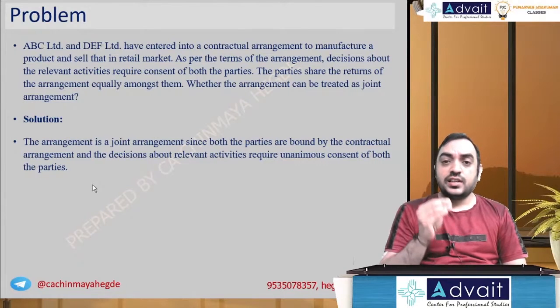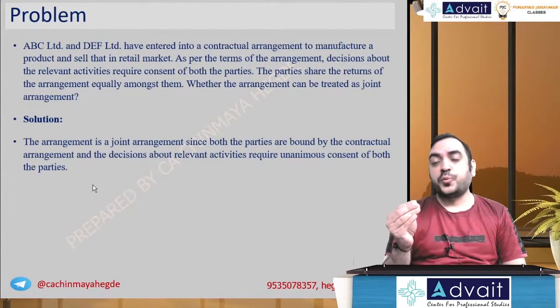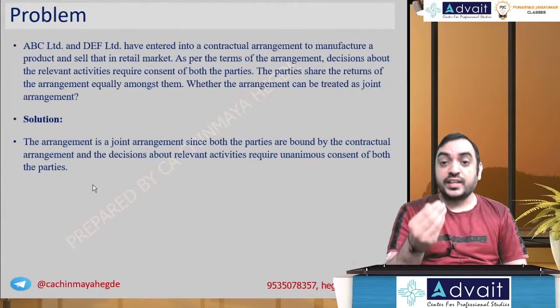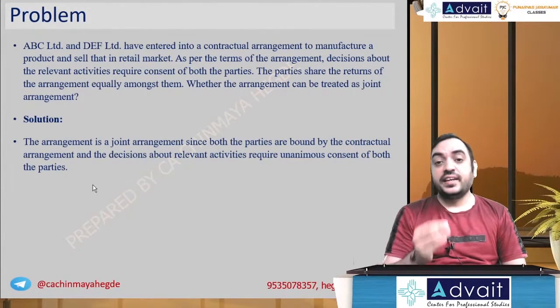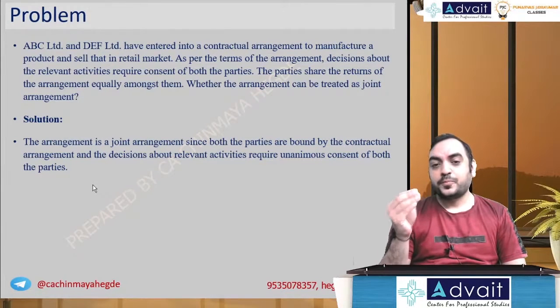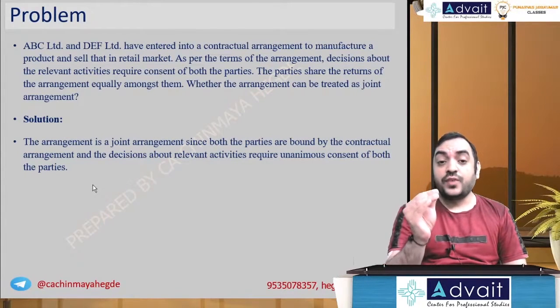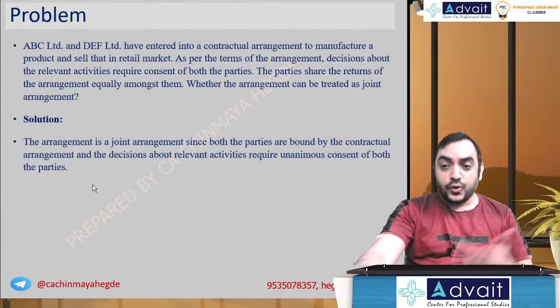So we have discussed problems on Ind AS 1, presentation of financial statements, Ind AS 34, interim financial reporting, Ind AS 7, cash flow statement. Then we moved on to Ind AS 27, that is consolidation and separate financial statements, Ind AS 110, and now we are going to do Ind AS 111. I hope the material is already available with you before starting the sessions. The material is shared as a PDF in the Telegram channel. Okay, so let's move on.